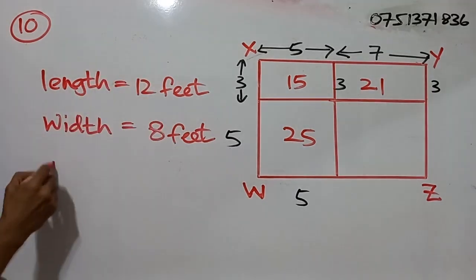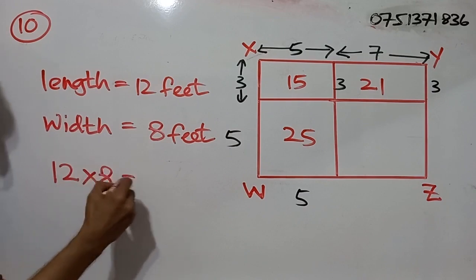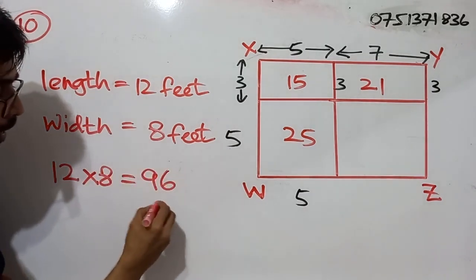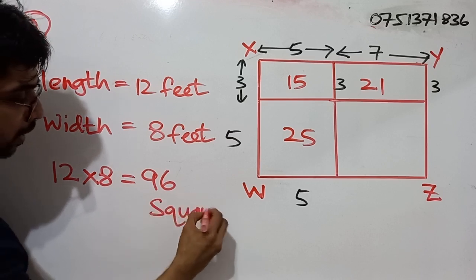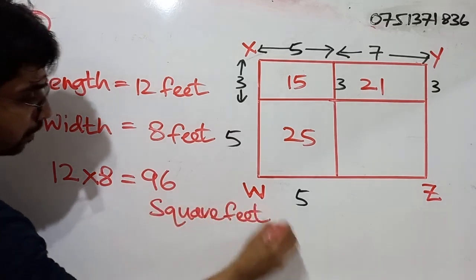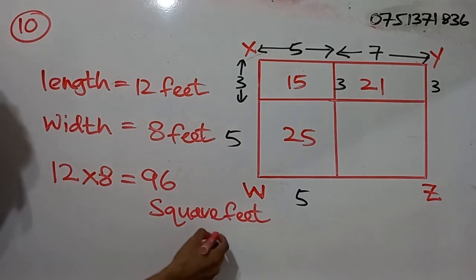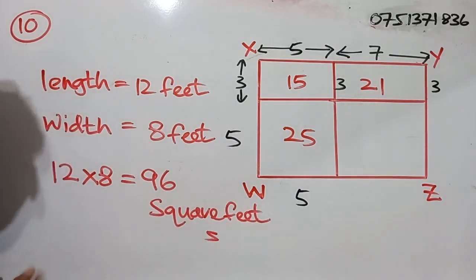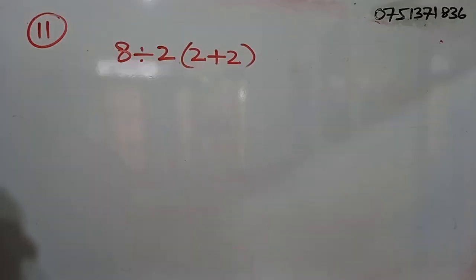So how do we calculate the area? 12 into 8. So what is the total area? We get 96. So it should be square feet. Square feet. So this is the answer. Always remember, you have to mention the unit. Right. Question number 11.